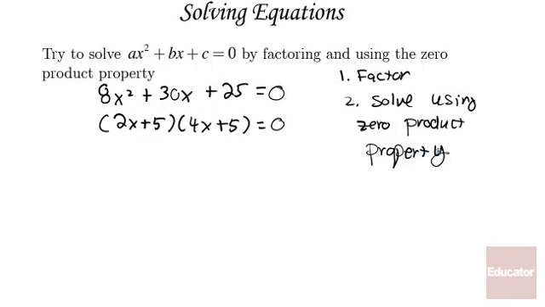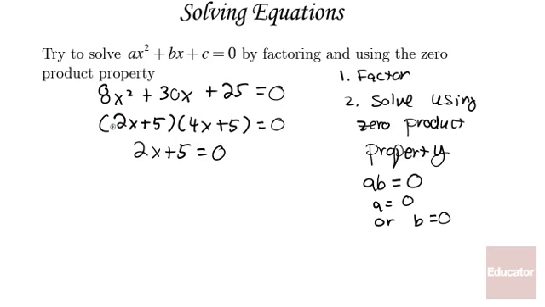Now, recall that the zero product property says that if A times B, the product of A and B, equals 0, then A equals 0 or B equals 0. What that allows me to do is write two equations, because either this is 0 or this is 0. And then I can use my usual methods of solving equations in order to solve for x. So not only are we going to be factoring today, but we're also going to be solving equations.